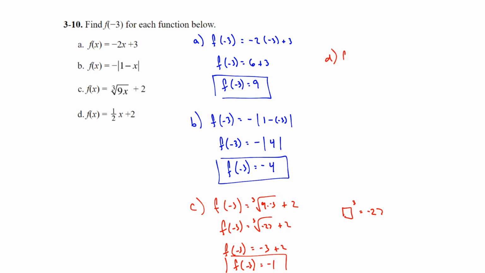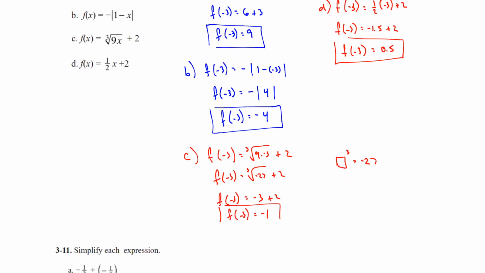And then for the last one, D, we have f of negative 3 is equal to 1/2 x. But in place of x, we're going to put a negative 3 and then plus 2. So half of negative 3 is negative 1.5, or negative 3/2, plus 2. So negative 1.5 plus 2 is 0.5. And so that is it for 3-10. That's your function notation and being able to evaluate functions.